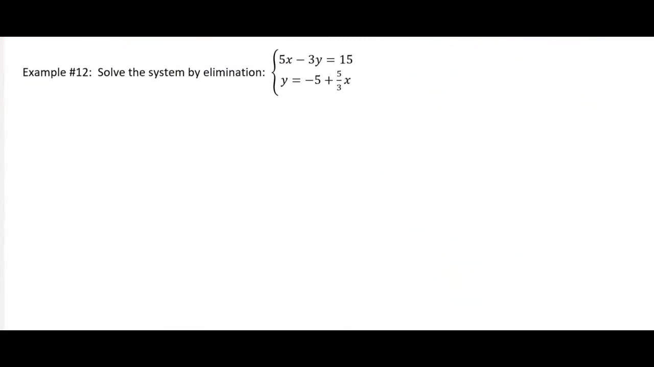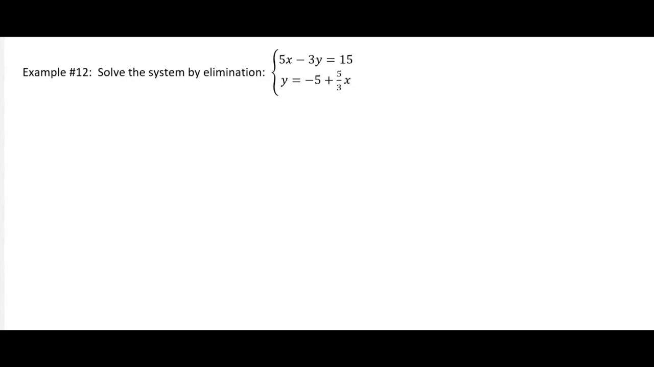It says solve the system by elimination. Well, it's not really set up for elimination. But it says to do that, so we will do that to show you. If you're like, man, I always want to do elimination, we'll show you how to do that.